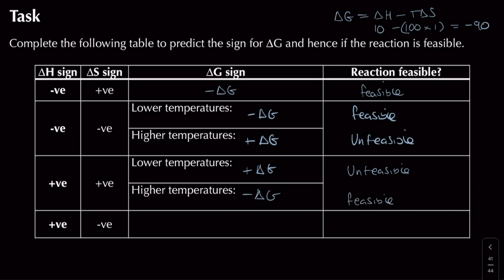One word that you might prefer to use rather than unfeasible would be just saying not feasible or not spontaneous. Looking at the next one then, it's very similar to the first one that we did.